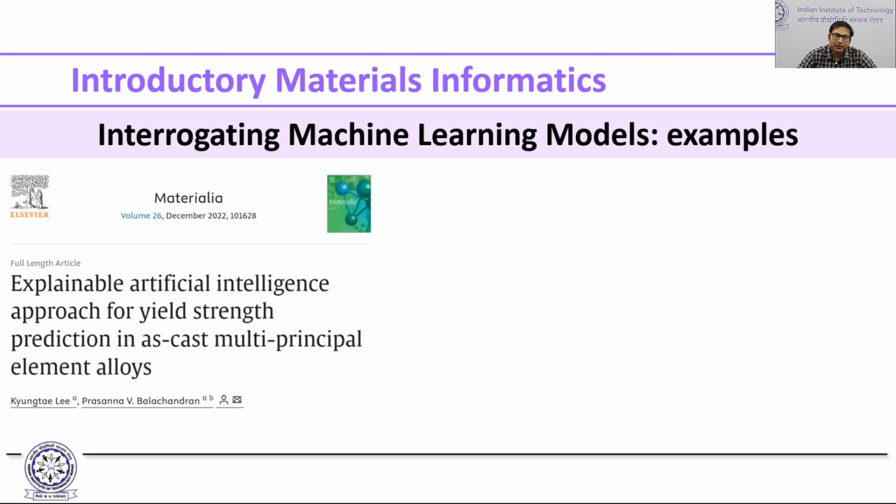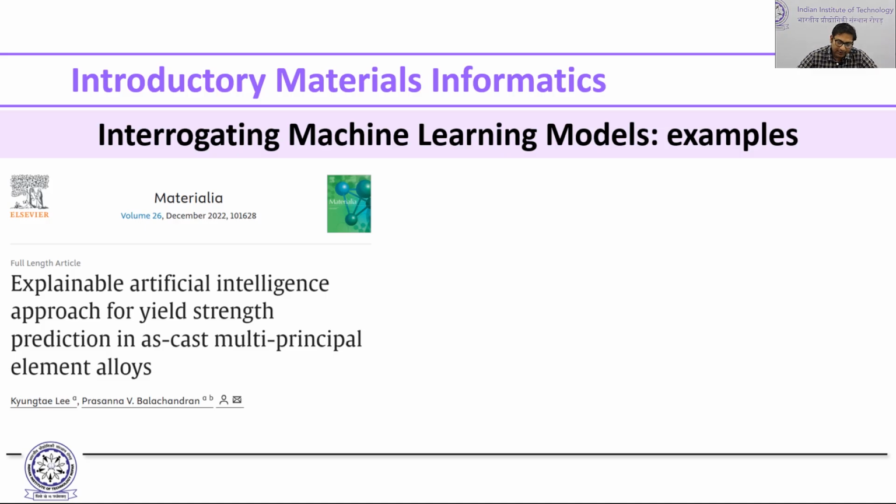The first example is going to be looking mainly at the prediction of yield strength for different types of multi-principal element alloys, which are otherwise also known as high entropy alloys. And this is a paper which has been written by Kyung-Tae Lee and Prasanna Balachandran.